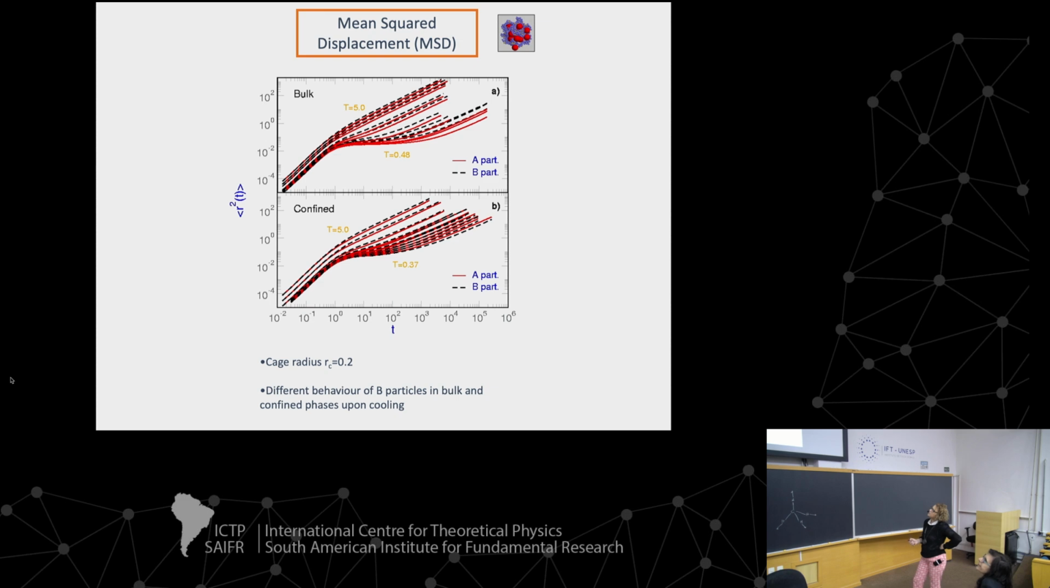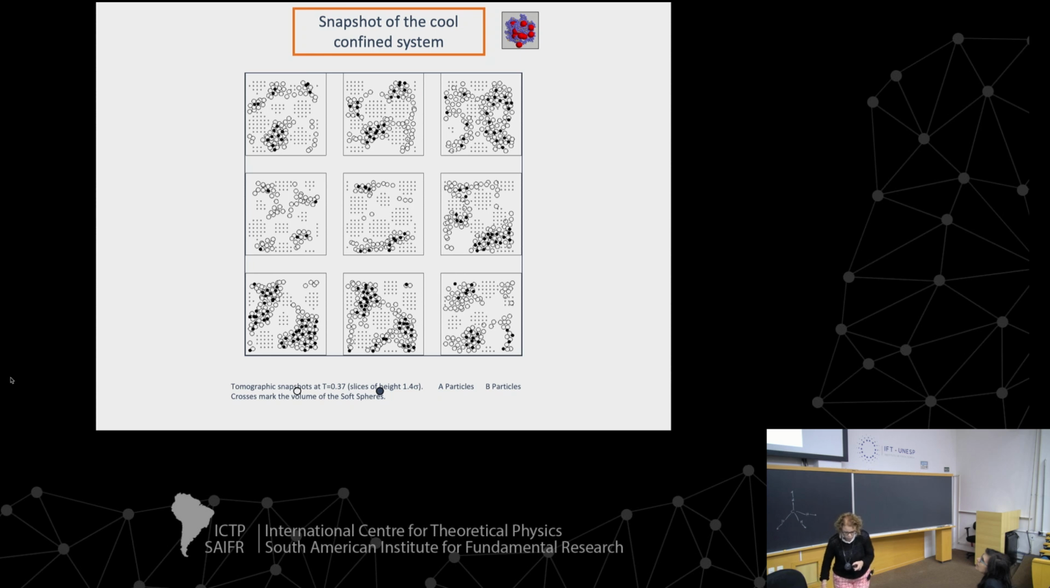As you can see, they are similar, but the confined looks a bit different. And in particular, the B particles behave a bit differently. But now, since we want to talk about water more, I don't want to go too much into the details of the comparison between confined and bulk.